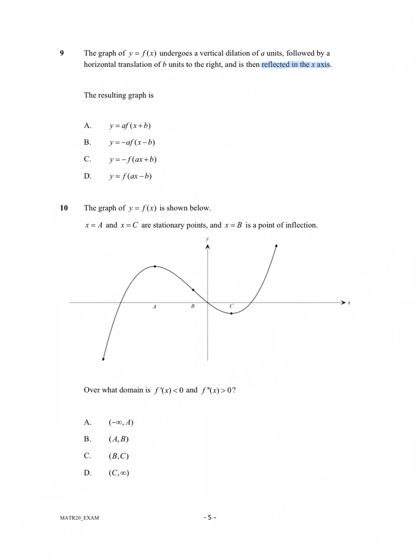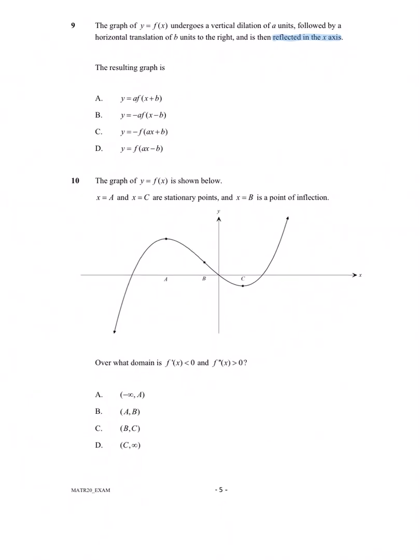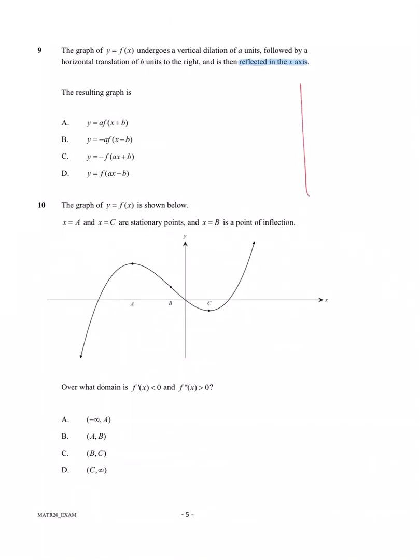If it's reflected in the x-axis, what we're going to need to do is turn it from some function that's up here into flipping that whole thing upside down. Well, how do we do that? We do that by multiplying everything by -1, which is either C or B, not A or D. So they're gone. Now we need to consider which of A or B is correct.